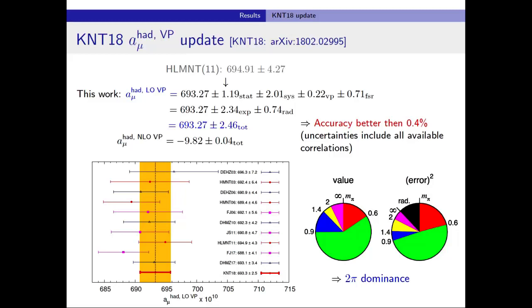So the value is important, but more important is its uncertainty. And the uncertainty, that's the error squared cake diagram, is really coming nearly 3/4 from this area below 1 GeV. At higher virtualities, the errors get smaller, and so do the contributions. So if we want to improve further, we rely on these very low-lying states, mostly the 2 pi. Two pi dominance in this business.